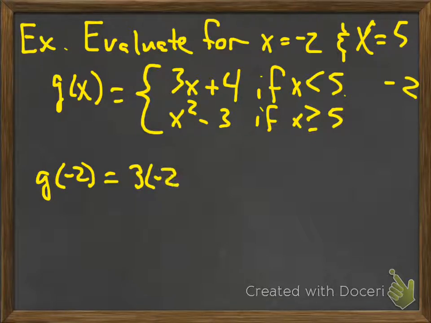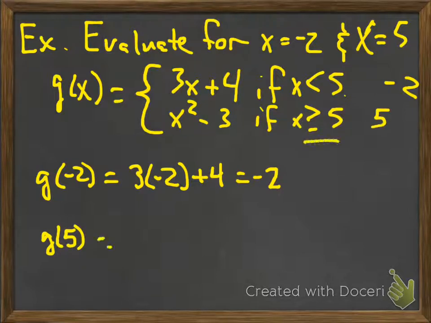So I'm going to put the -2 in place of the x and say 3 times -2 plus 4, type that in the calculator if you want, is equal to -2. There's your answer, all done. 5 is equal to 5, so it would go into the second equation. So I would say 5 squared minus 3, which is 25 minus 3, which is 22. And that's evaluating piecewise functions.